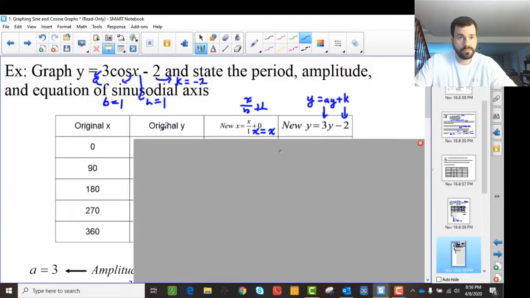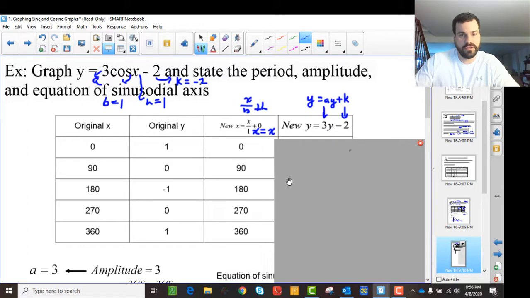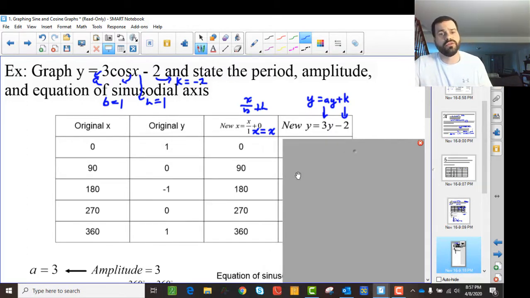Okay, so we're going to jump back here, and we're going to fill those values in. Now, the x values aren't changing, so that's easy. The x values just get copied over. The y values are, though. So what we're going to do is take our original y value. I'm just going to do it with 1. I'll circle it with a red marker and then do it over here in red. I'm going to go 3 times 1 minus 2, so that gives me 1.